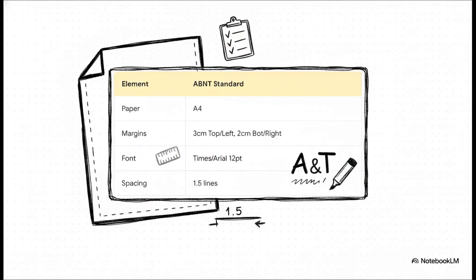Okay, do me a huge favor. Take a quick screenshot of this slide right now. This is your definitive, foolproof checklist for core formatting. You need A4 paper. Top and left margins at 3 centimeters, bottom and right at 2 centimeters, Times or Arial font at 12 points, and remember that 1.5 line spacing? Yeah, that's specifically so your professor actually has room to write notes and corrections in red ink. Follow this exact formula and your document is instantly professional, fully compliant, and ready to be taken seriously.